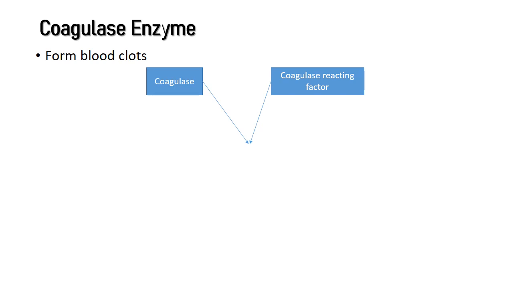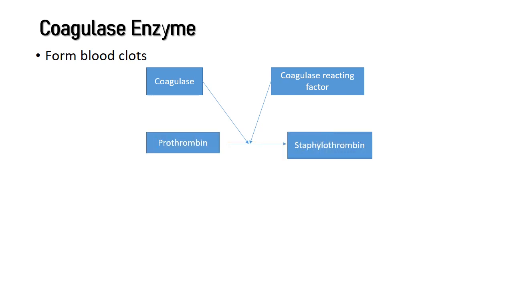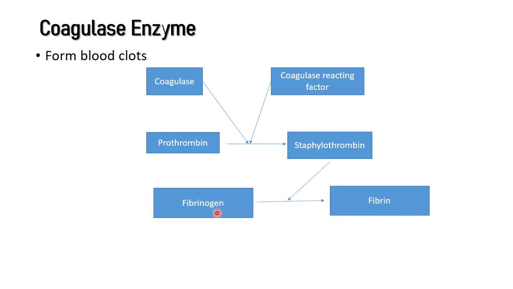To talk of the mechanism of action for coagulase enzyme, it causes formation of blood clots. How does it do so? There is a reaction between coagulase and coagulase reacting factor in the plasma fluid, such that this reaction will lead to conversion of prothrombin into staphylothrombin, and then staphylothrombin will lead to conversion of fibrinogen into fibrin, and then fibrin will now lead to clot formation.